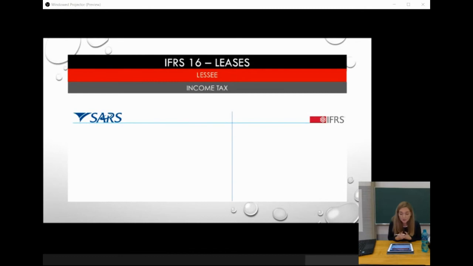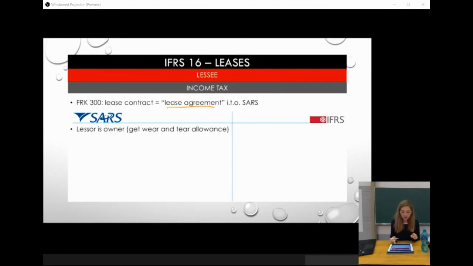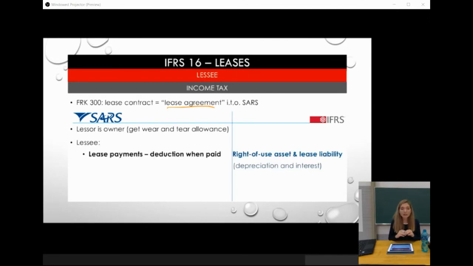Let's look at the different treatment between accounting and tax. What happens for tax purposes? First of all, lease contracts for FRK 300 will be lease agreements in terms of the South African Revenue Service, which means that the lessor will be seen as the owner. So the lessor will get a wear and tear allowance, but the lessee will get a deduction of the lease payment when it is paid. So a full deduction of the full lease payment when it's paid.